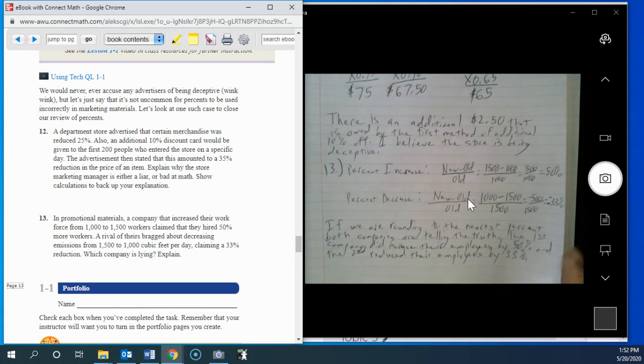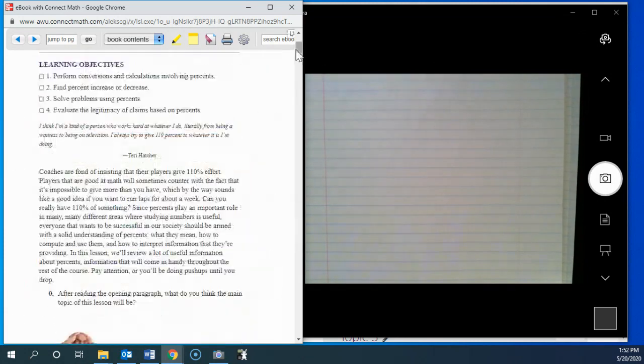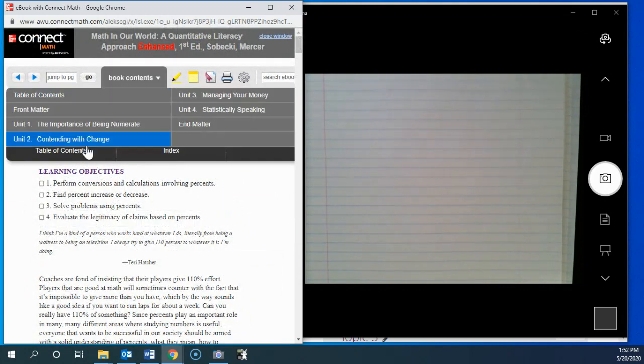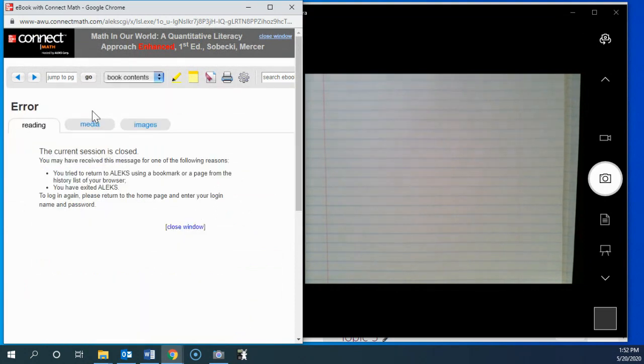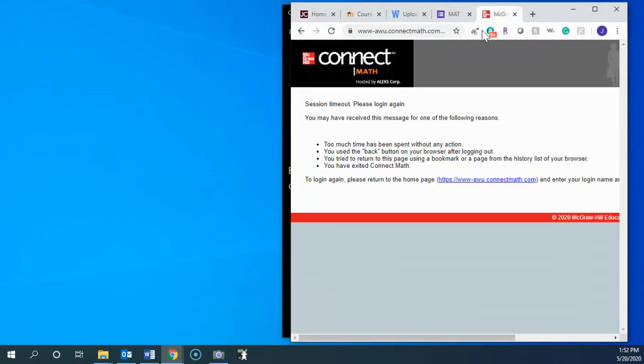So we are going to move on to section 1.2. Oh, okay. I'm going to have to sign back in to Connect Math to get to section 1.2. Yeah, log me out.